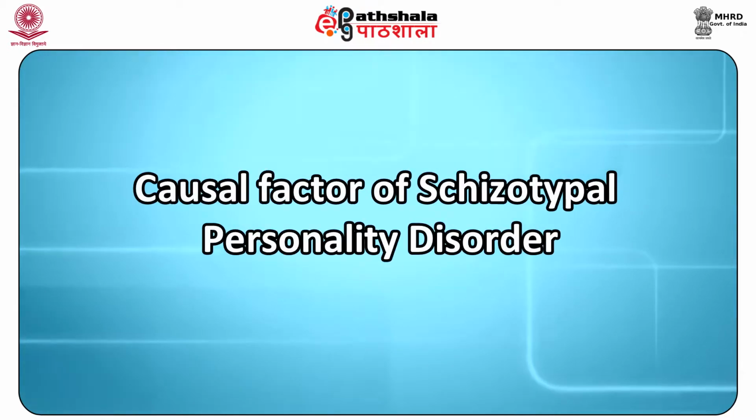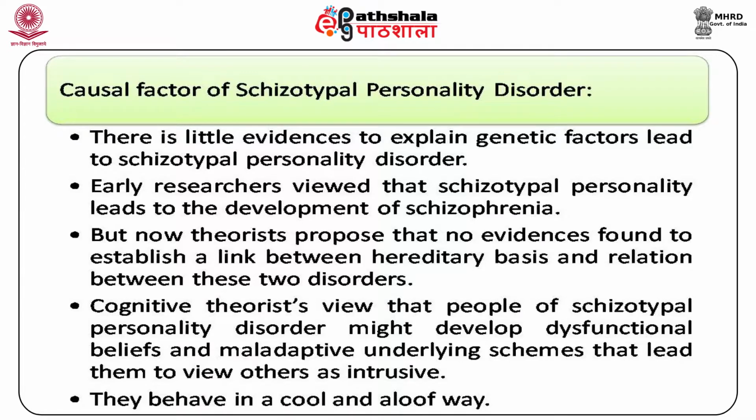Causal factors of schizotypal personality disorder. There is little evidence to explain genetic factors that lead to schizotypal personality disorder. Early researchers viewed schizotypal personality as leading to the development of schizophrenia, but now theorists propose that no evidence has been found to establish a link between a hereditary basis and a relation between these two disorders. Cognitive theorists view that people with schizotypal personality disorder might develop dysfunctional beliefs and maladaptive underlying schemas that lead them to view others as intrusive. They behave in a cool and aloof way.